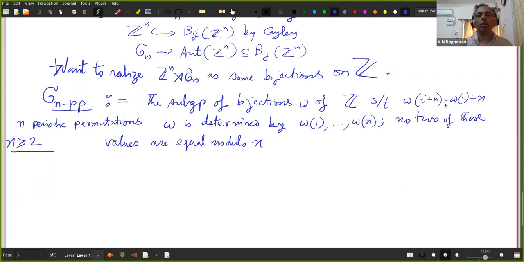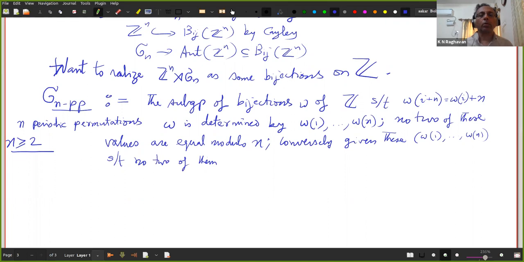So conversely, given these, meaning W of 1 to n, these values, such that no two of them are equal modulo n, W is determined. We can get a corresponding.